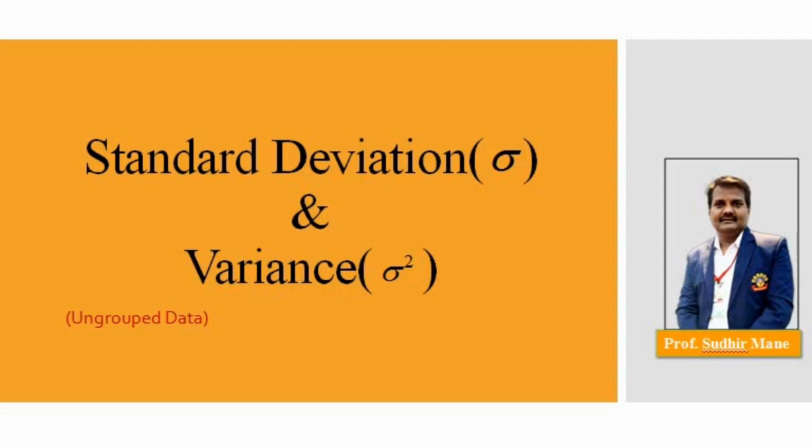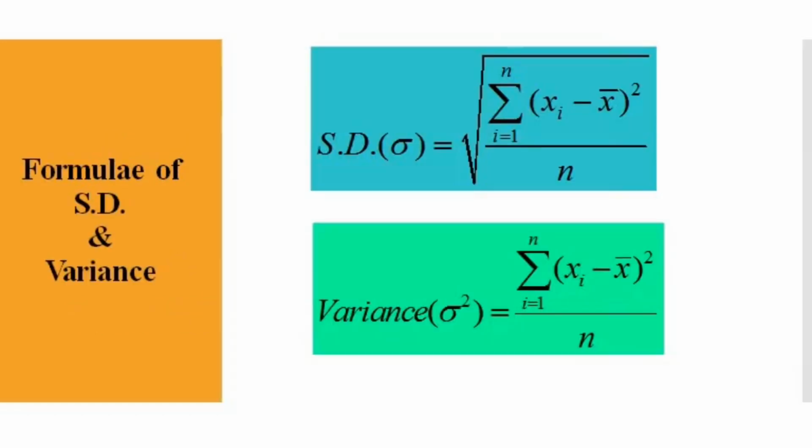First of all, we discuss the standard deviation and variance for individual data, which we also call ungrouped data. First, we discuss the formula of standard deviation and variance.